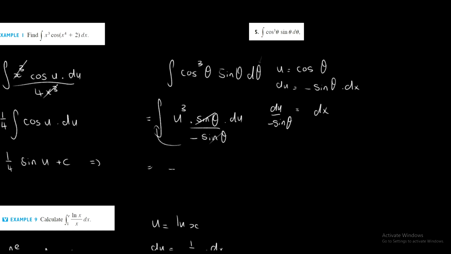We want to integrate u to the 3 by just simply using the power rule. So that's pretty much going to be u to the 4 over 4 plus c, and then we can bring back whatever u was. So u was cosine theta. So this is going to be negative cosine raised to the 4 theta over 4 plus c. And there's your final answer.